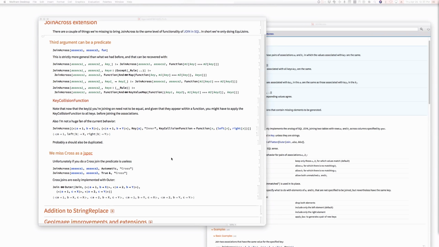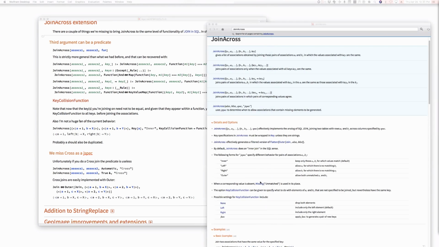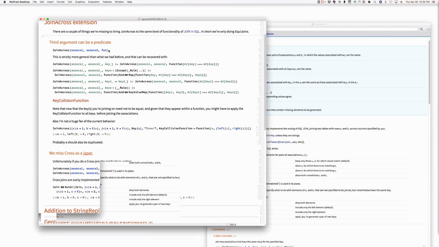Okay, so hold on a second. So key collision functions. Wait a minute. Okay, so you're proposing that there be a third argument that is an alternative to these string named join specs that says what? That is the predicate. Well, it's a Boolean function with two arguments. Right, which is a predicate for given two keys, should they be joined? No, given two associations, should they be joined?